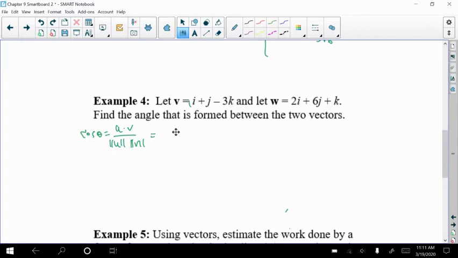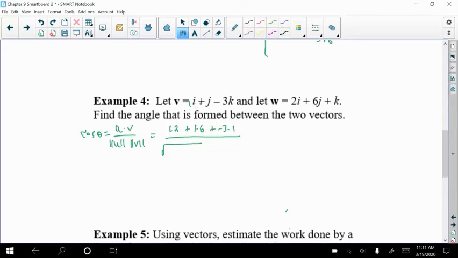So we do 1 times 2 plus 1 times 6 plus negative 3 times 1. Then I take that and divide it by the magnitude of u and the magnitude of v, or in this case, I guess v and w, or whatever you call it.